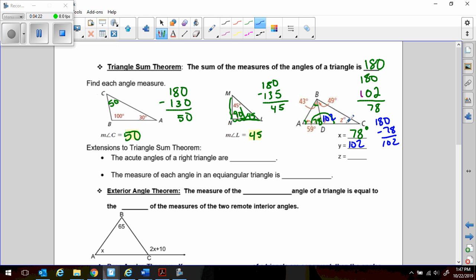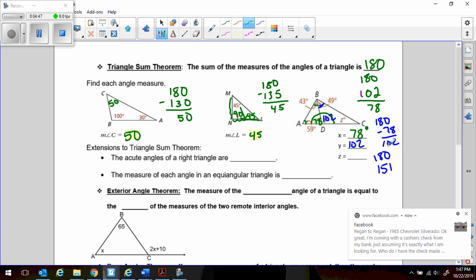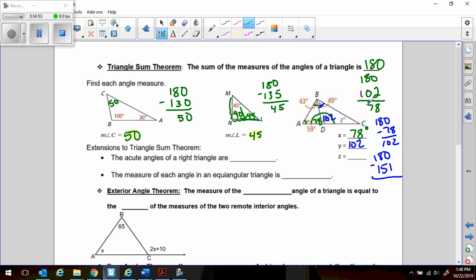Now I have to add up these angles in this right triangle BCD in order to find angle C, or Z, right? Z degrees. So I have 49 plus 102, and then I'm going to subtract that from 180. So 49 plus this angle 102 is 151, and we're going to subtract that from 180. And this will give me 29, I think. Try it out, make sure I'm right. 29 degrees. So Z is 29.